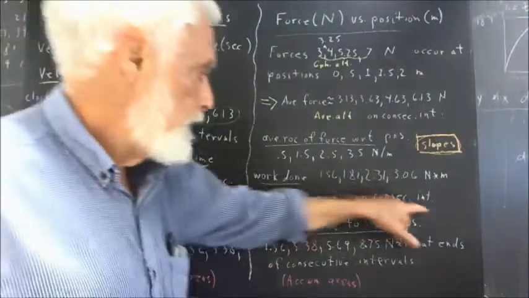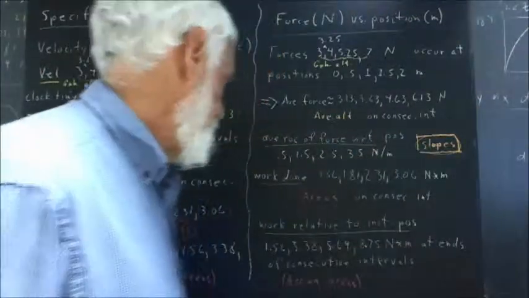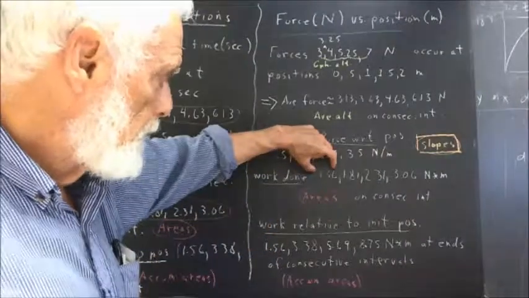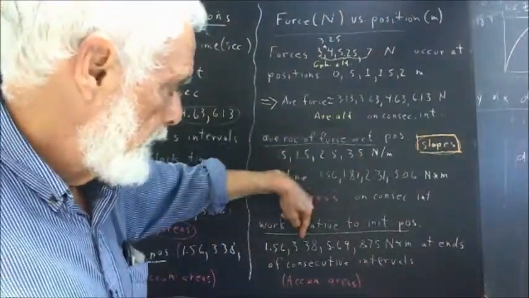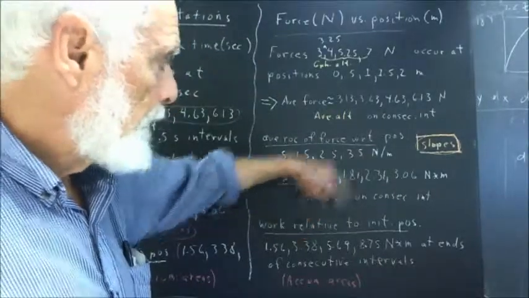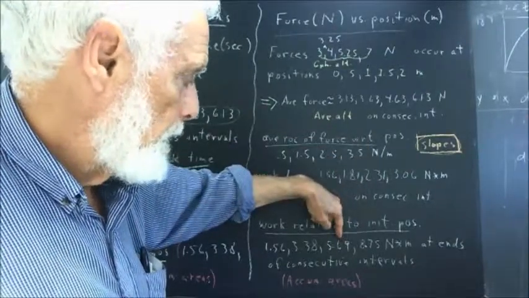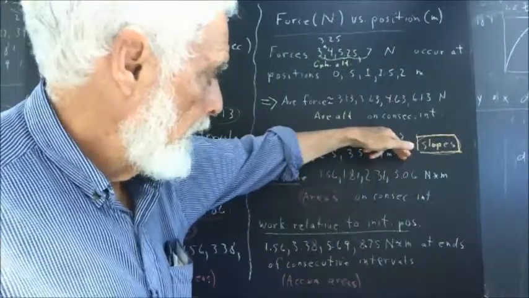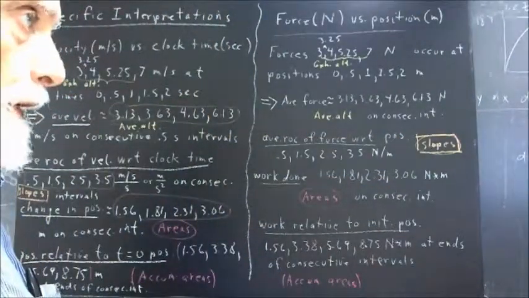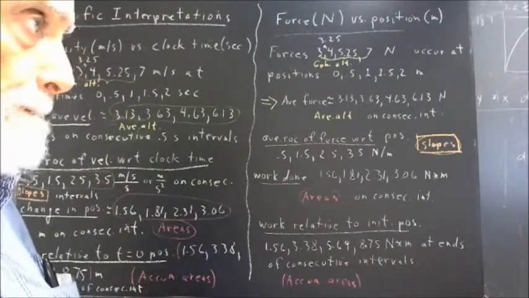And then work relative to the initial position, or energy expended relative to the initial position. We just add up the work on the first interval to the work on the second. We get the accumulated work for the first and second. Add the work done on the third interval. We get the accumulated work through the end of the third interval. Add the work in the fourth interval. We get the accumulated work through the end of the fourth interval. Accumulated work or energy expended.